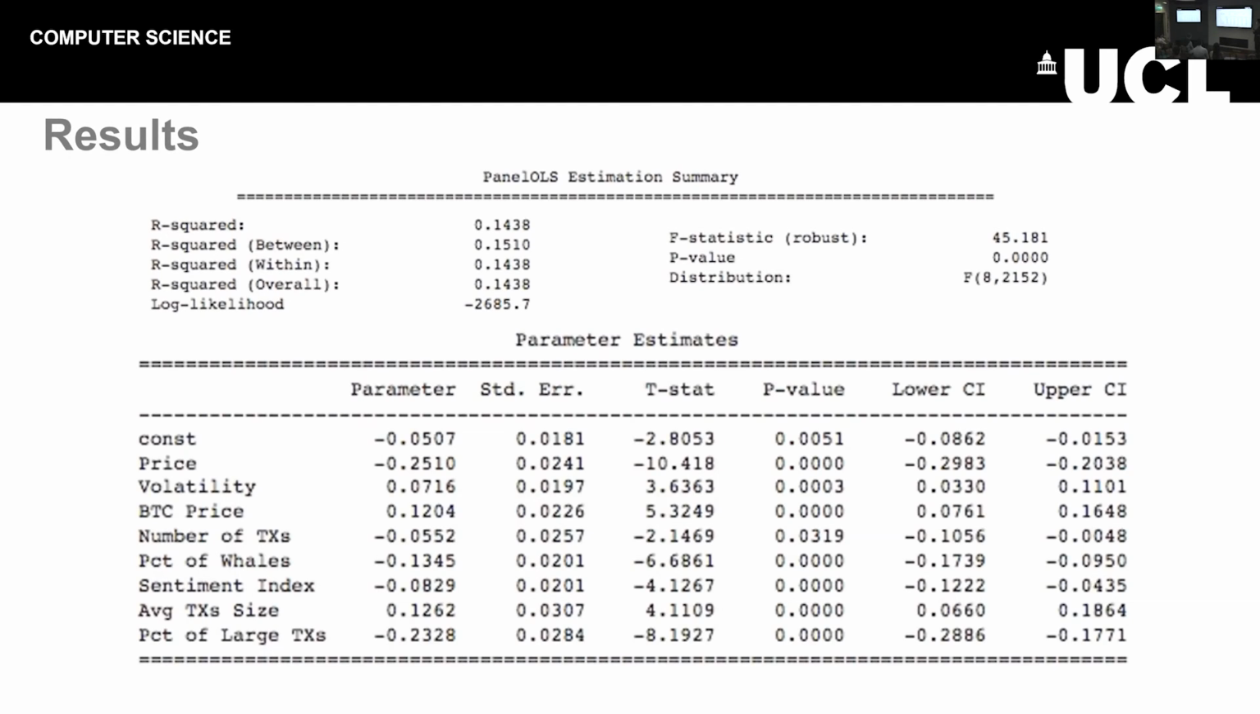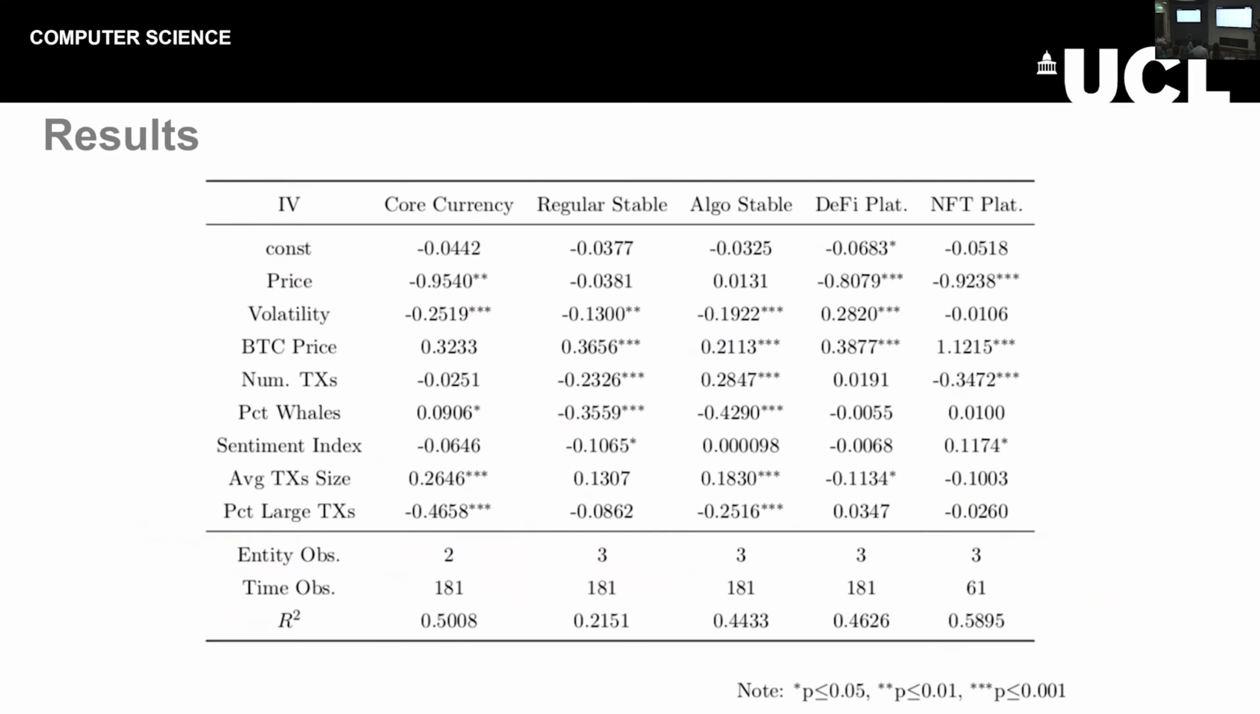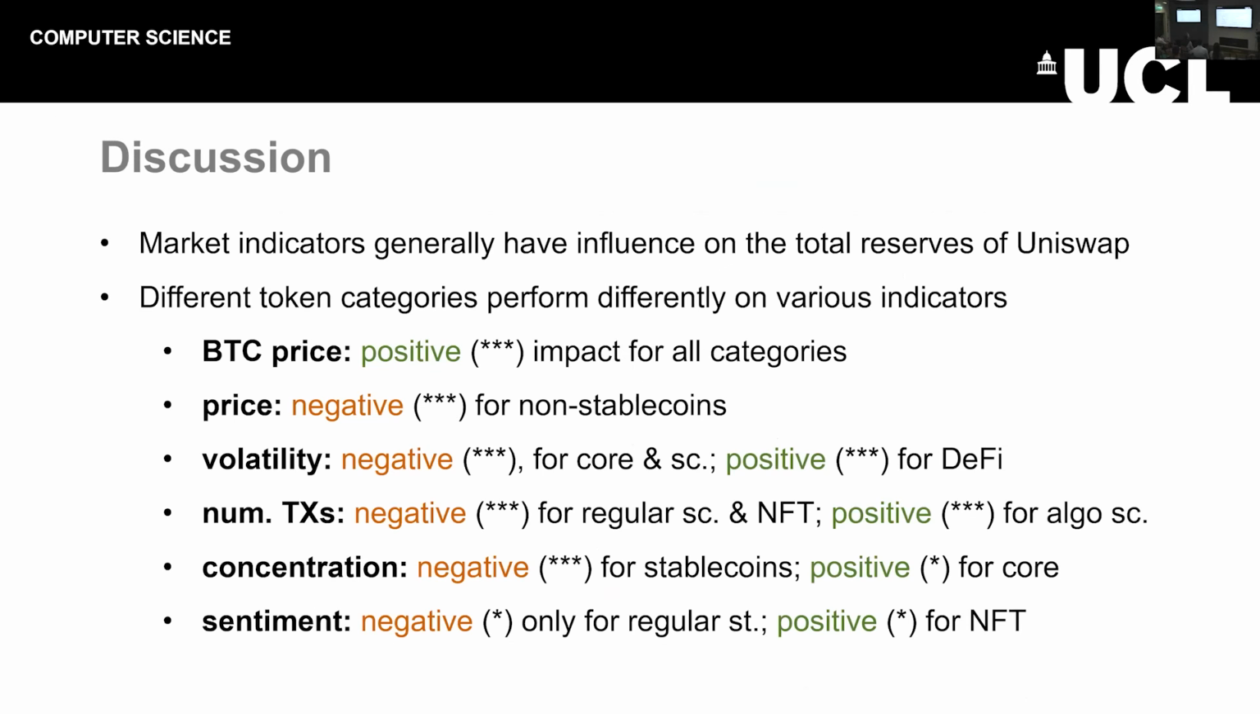You can see almost all the indicators present a significant impact on the total reserves. But we will discuss more on specific categories. And you can see there is a huge amount of information, so we go directly to the conclusion. You can see that the Bitcoin price is the most valuable. It provides a positive impact for all categories of the tokens.